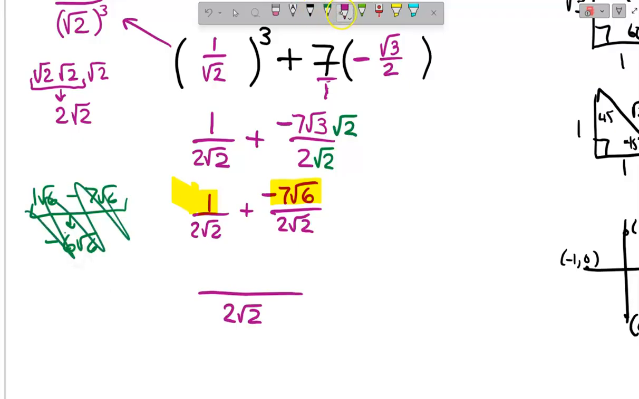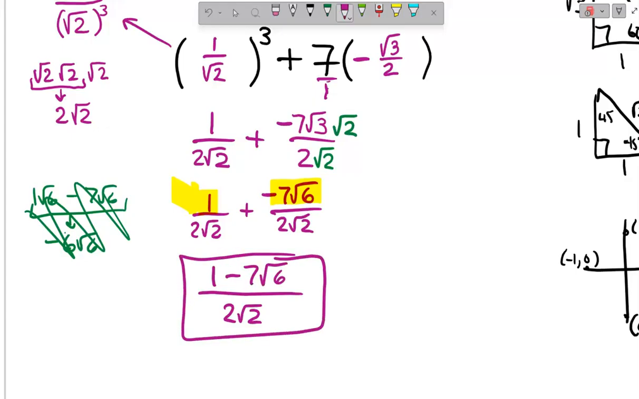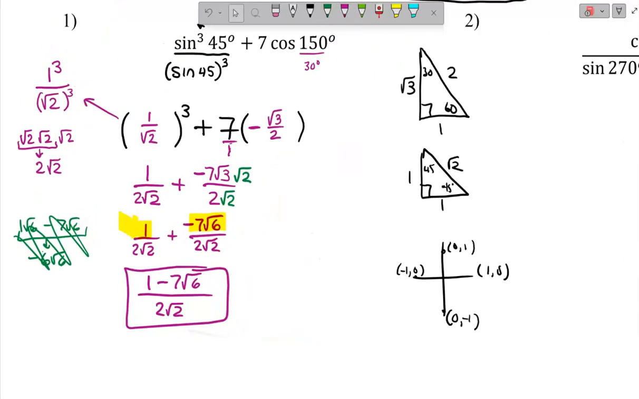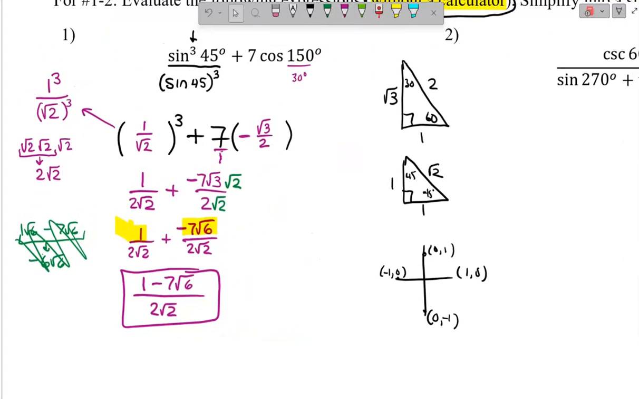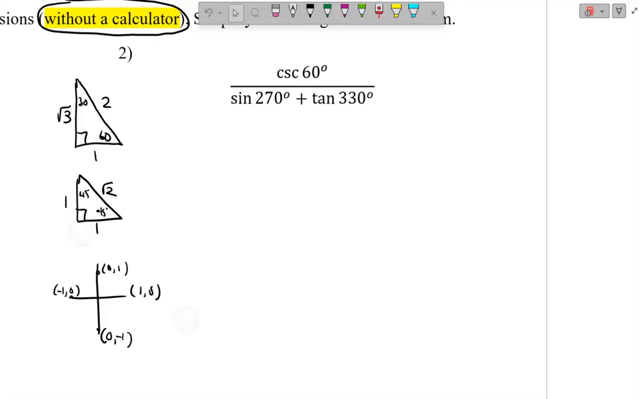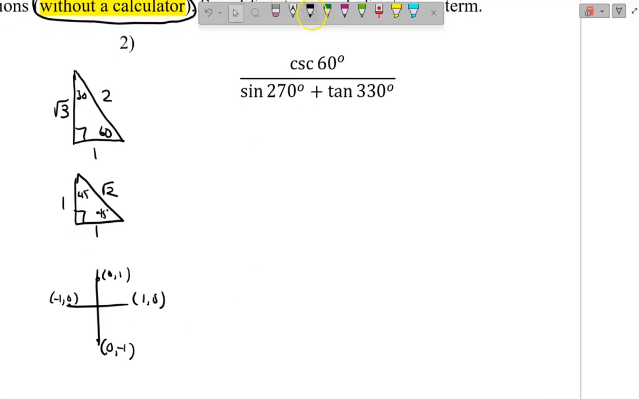These are unlike terms, and so I'm literally just going to write this as 1 minus 7 root 6 over 2 root 2. All right, we're going to move on to number 2 now. And in number 2, we are now going to do the same thing we did in the first problem, and that is create a skeleton here that we're going to fill in with our 3 answers.